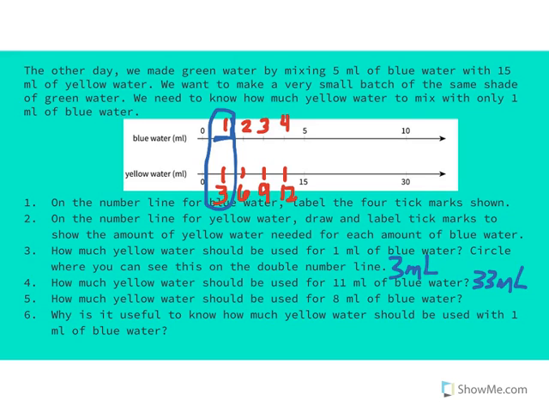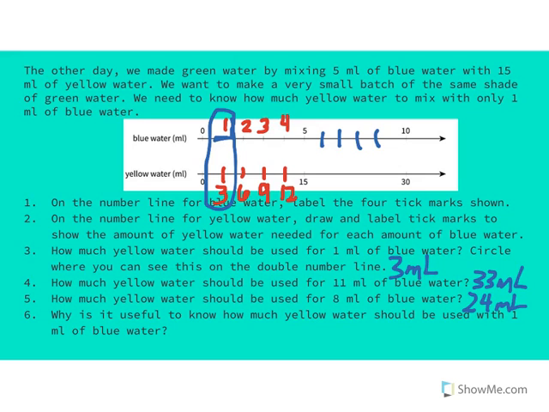Question number 5. How much yellow water should be used for 8 milliliters of blue water? Well, if you wanted to, you could go 6, 7, 8, 9, and then fill that out. Or again, come back to our original ratio of 1 milliliter of blue water to 3 milliliters of yellow water. We need 8 of those for the blue water, so that's 8 times 1. So what's 8 times 3? 24 milliliters.